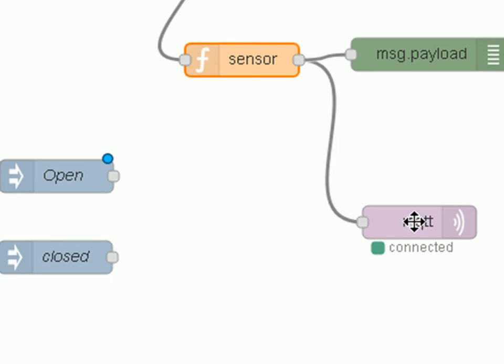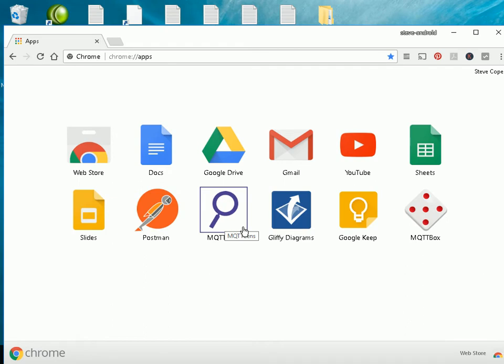Okay, let's see how it works. Now I'm going to use the MQTT Lens client, which is a Chrome extension. I've already installed it, so I don't need to install it.